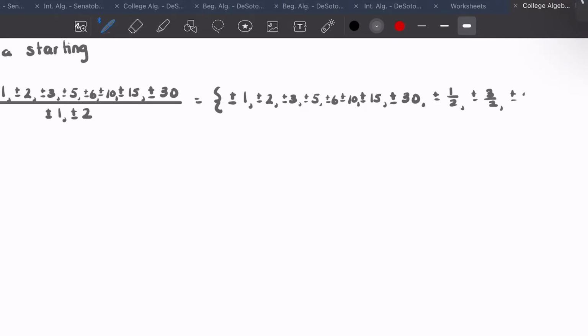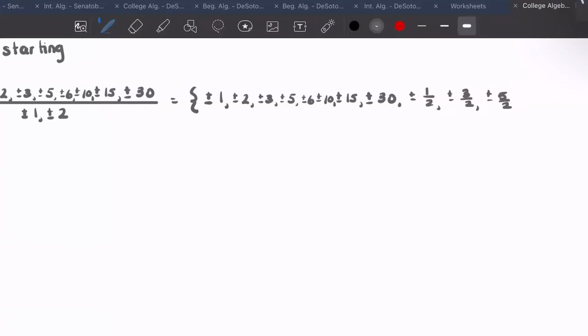5 over 2. 6 over 2 is 3, we already have that accounted for. 10 over 2 is 5. We have 15 over 2, that's a new one. 30 over 2 is 15, we already have that. Okay, so there's our big long list.